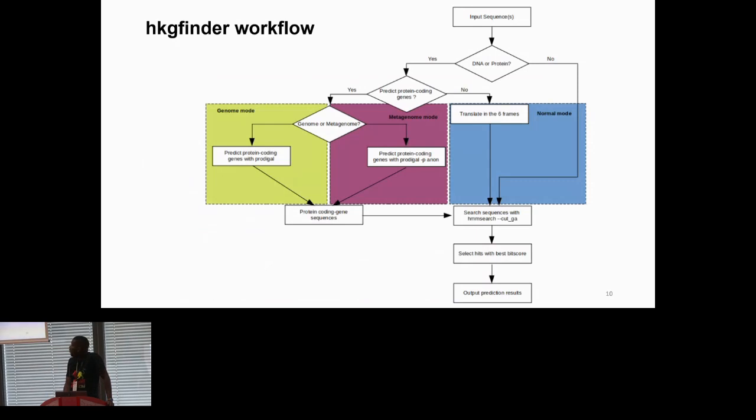How hkgfinder works: you have three modes. You have the normal mode for sequences, and if it's DNA, it is translated into proteins and searched against the HMM profiles using hmmsearch. If you have a genome, you can select the genome mode, and then we will run Prodigal with the correct option, and also the metagenome mode with the correct option, and then you can classify using hmmsearch.